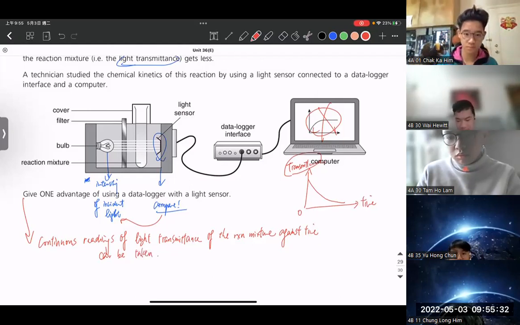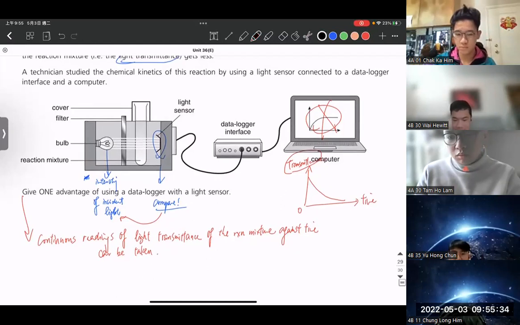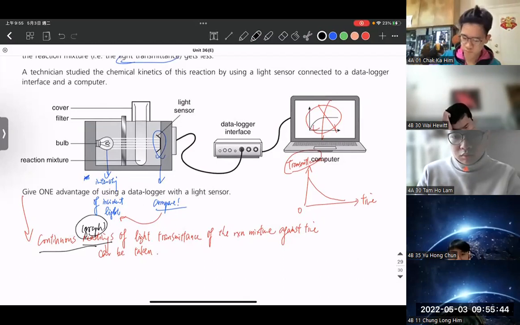Now, if you want to mention, it's not just readings. We want to get a graph. So you write a graph. I change the word "taken" to "plotted", right? Can you get my point?